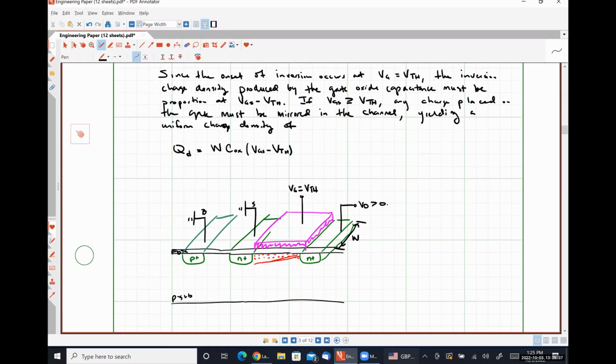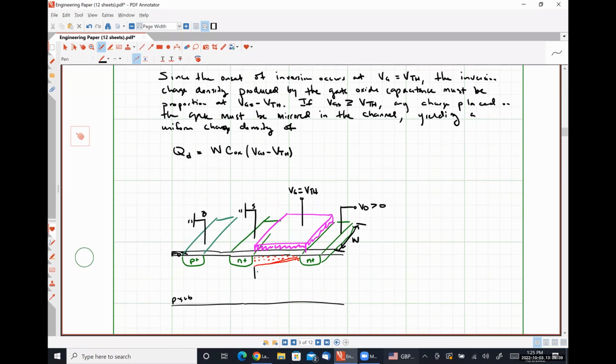So this is our X direction. This location is 0. This location is L, all the way across the channel. Okay.